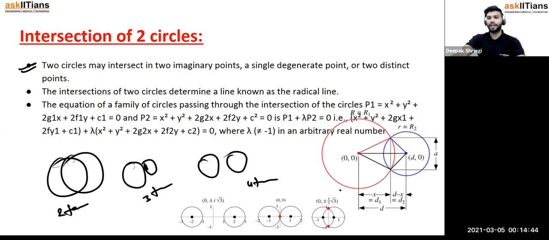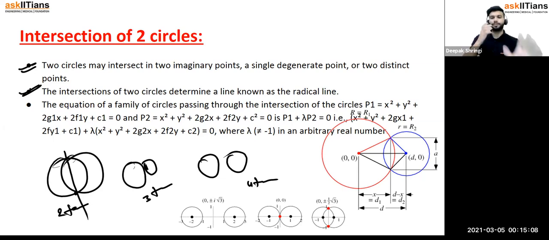If they are intersecting, guys, at two different points, and I join these 2 points, I'll get a line. If I'm talking about the first case where there are two circles intersecting at particular points, if I join these 2 points, I get a line. This line is called the radical line. So the second statement says that the intersection of two circles is called the radical line.